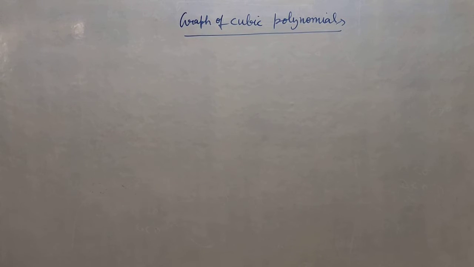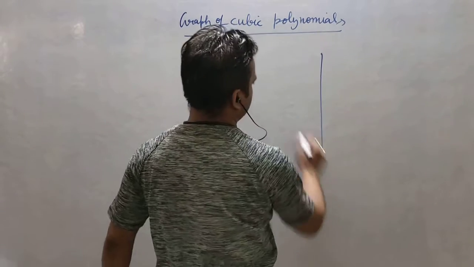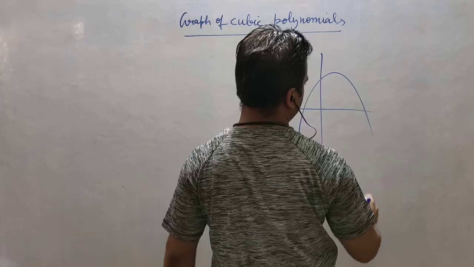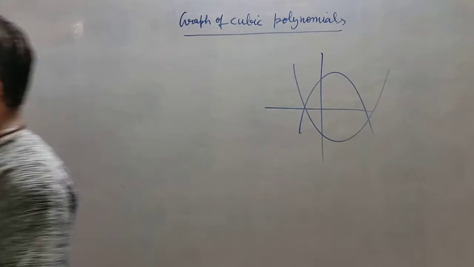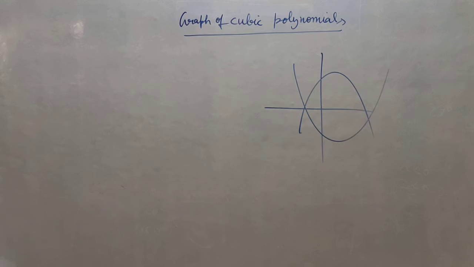Hello students, now we will see the graph of cubic polynomial. In the previous video we have seen the graph of quadratic polynomial. In quadratic polynomial we were getting a graph like this, in this form, right? It can be in this form. So it means we were having a parabolic graph there for any type of case.